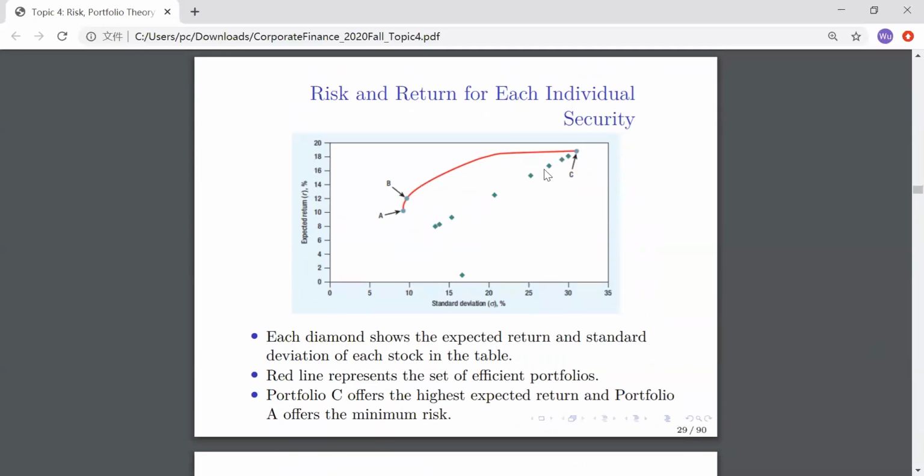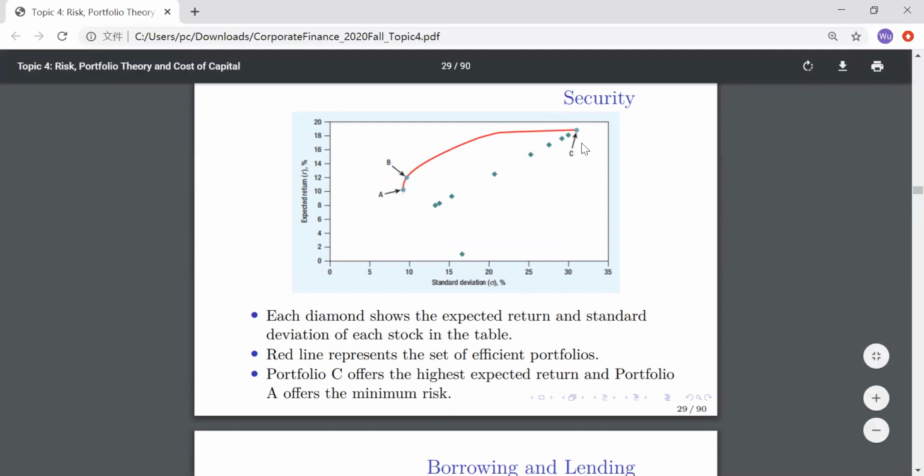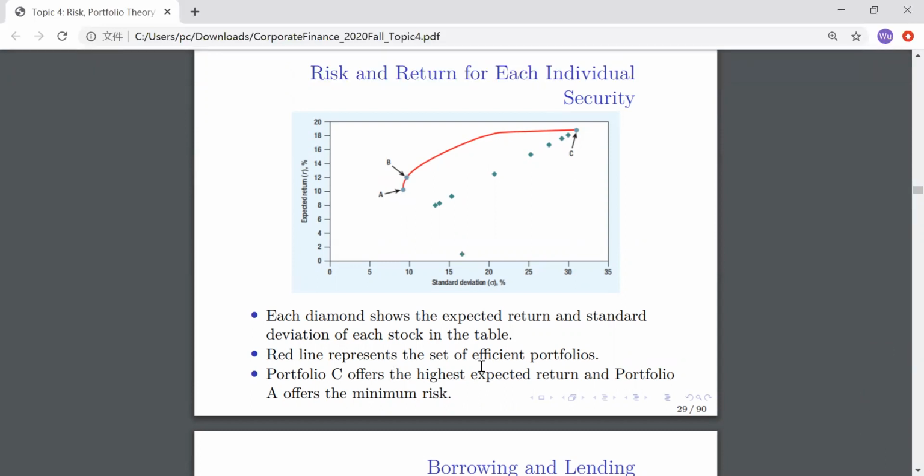And any diamond points of the red curve are not efficient. Right? So let's compare all the efficient portfolios here. What is portfolio C? Portfolio C offers the highest expected return among all efficient portfolios. Right? So remember, for each level of risk, there is an efficient portfolio. Then among all efficient portfolios, we can work out which portfolio gives you the highest expected return.